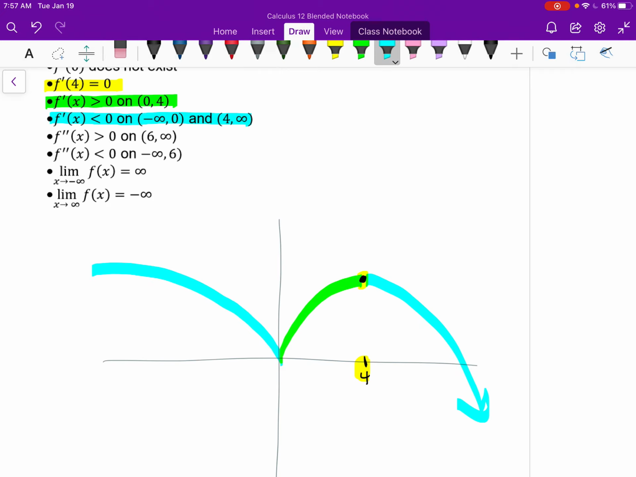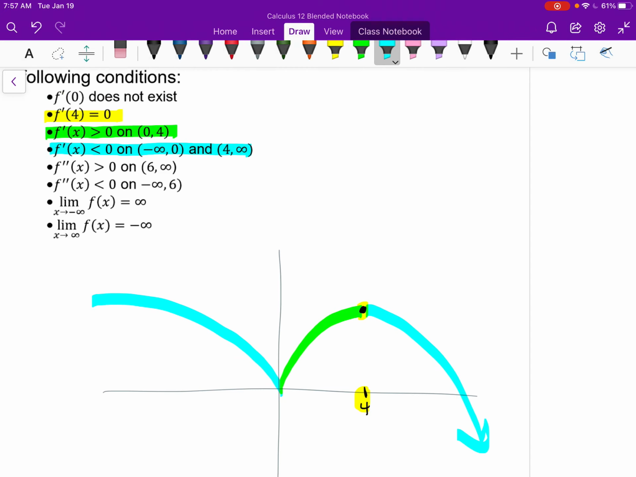And that said, notice, if I draw something like this, right at 0, I have a cusp, or a corner. And right at 0, my first derivative does not exist. So this actually works quite nicely if I draw it like this, because this connects back to the very first constraint we had. F prime at 0 does not exist. Okay, next, second derivatives. The second derivative is positive from 6 to infinity. So that means right here it is concave up.